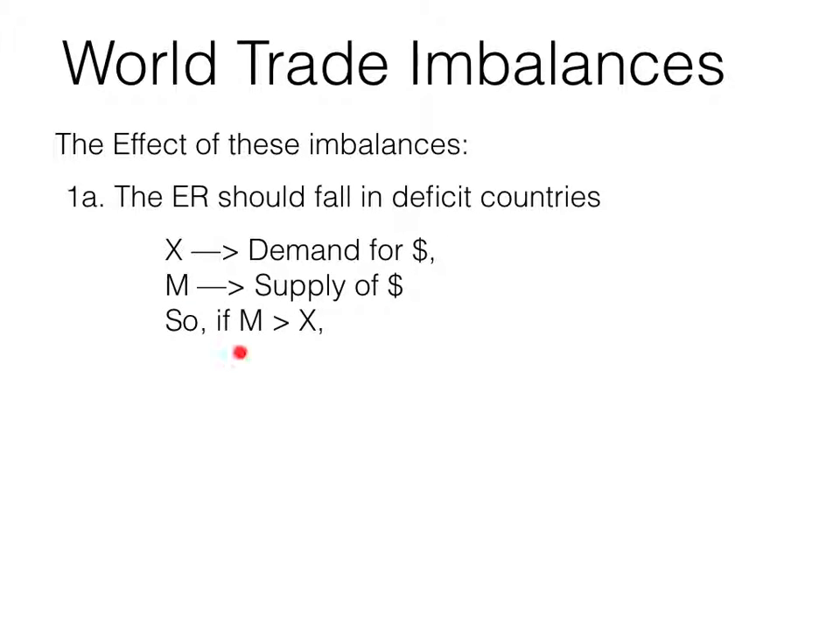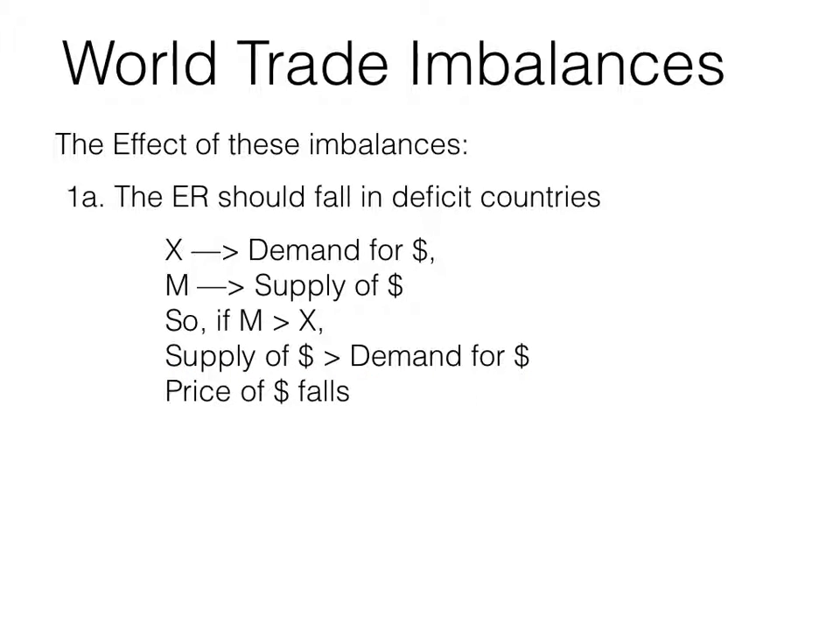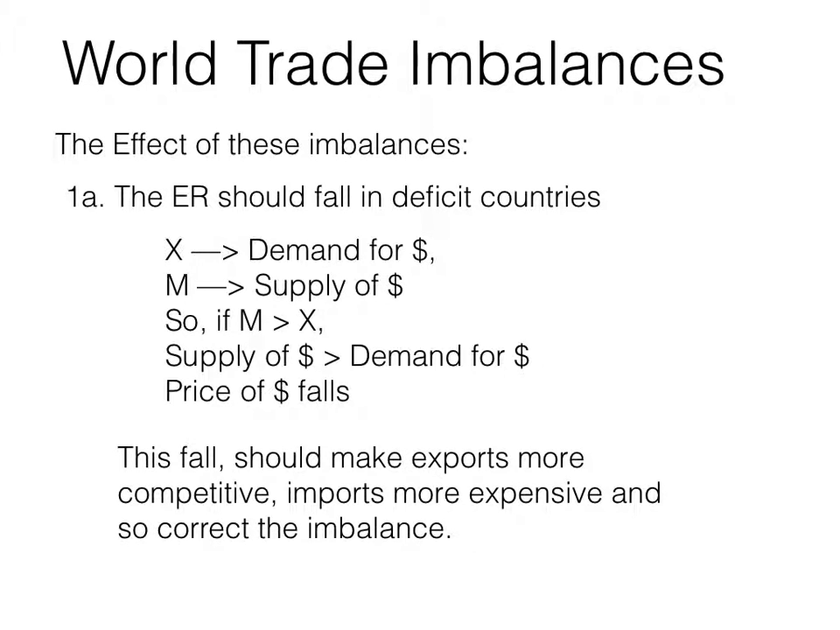So obviously, if the imports are greater than exports because of the deficit on the currency, then the supply of dollars must be greater than demand for dollars, and if supply is greater than demand, the price of anything always falls. So with a deficit country, you're going to have a fall in the exchange rate. This fall in the exchange rate then technically should make your exports more competitive, imports more expensive, and so it corrects this deficit that we have on our current account.